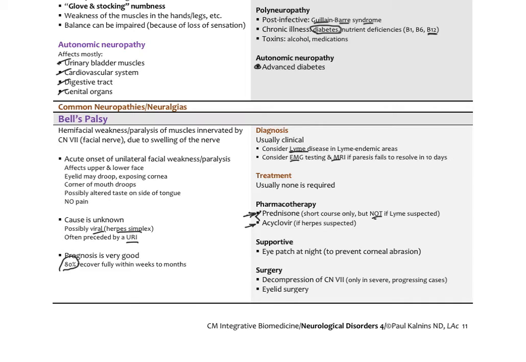You might see patients taking prednisone with acyclovir with Bell's palsy, at least in the early stages. Sometimes an eye patch might be needed at night, and that is to prevent corneal abrasion due to the eyelid drooping. And then potentially decompression of the cranial nerve 7, and that's usually only in severe cases that maybe are worsening over time, and then maybe eyelid surgery to work with the eyelid. So that would be the general approach to Bell's palsy.